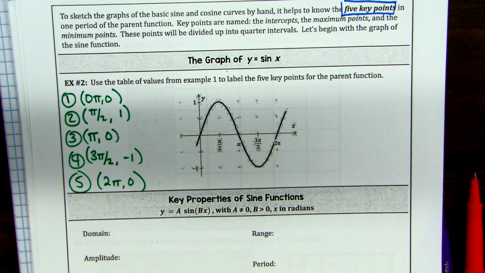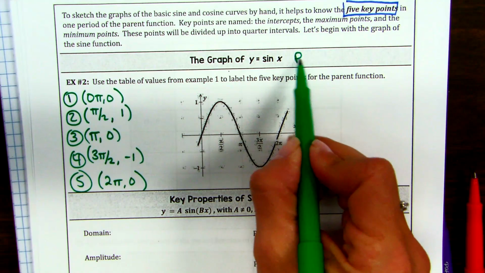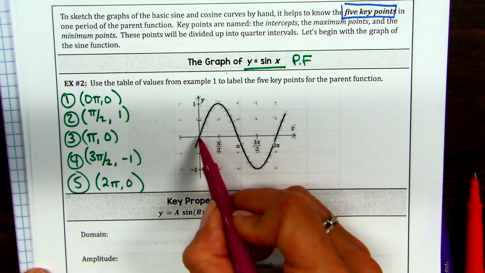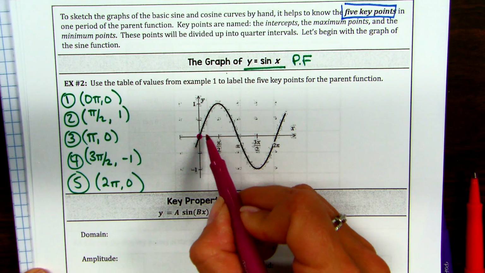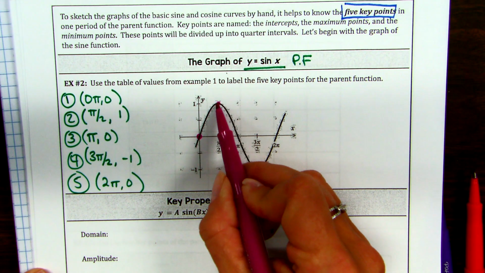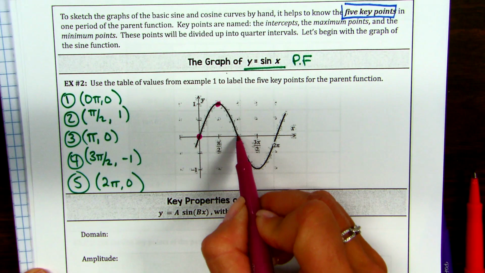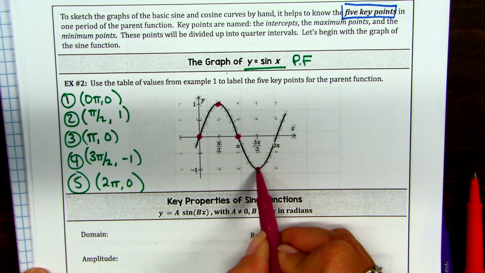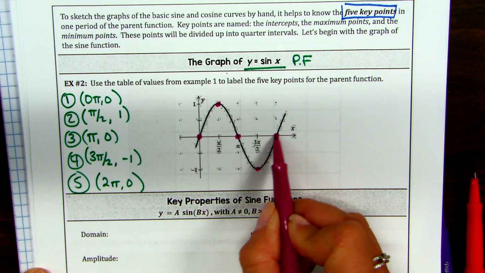So out of that chart, I just grabbed the 5 key points that we decided to use. Okay? And what we just found is those are the 5 key points of the parent function of sine. If you look at my graph here, this is 0, 0. Then we have pi over 2, there's that max. Then we have pi, 0. And then we have 3 pi over 2, negative 1. There's my min. And then 2 pi, 0.